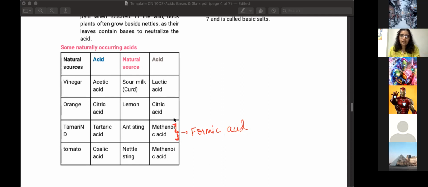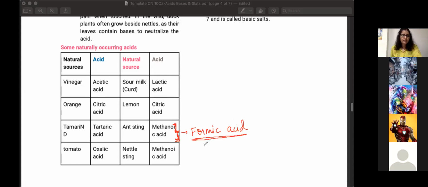Okay. Coming back to this, yes, methanoic acid is also called formic acid. So you can make a note of this. In case you come across any question talking about it, don't be clueless, it's nothing but this.